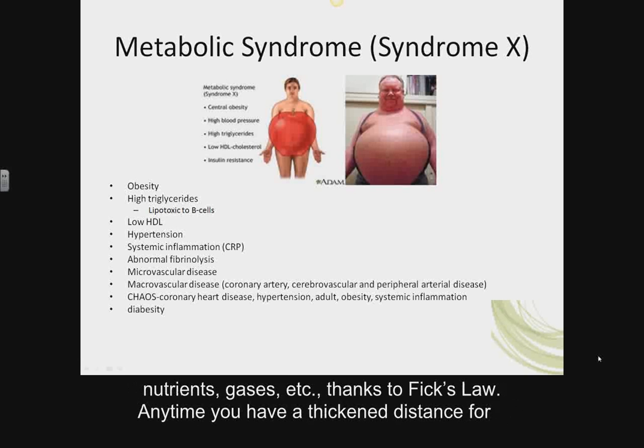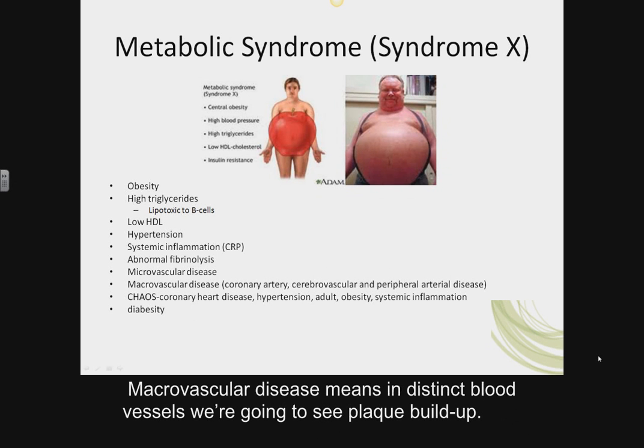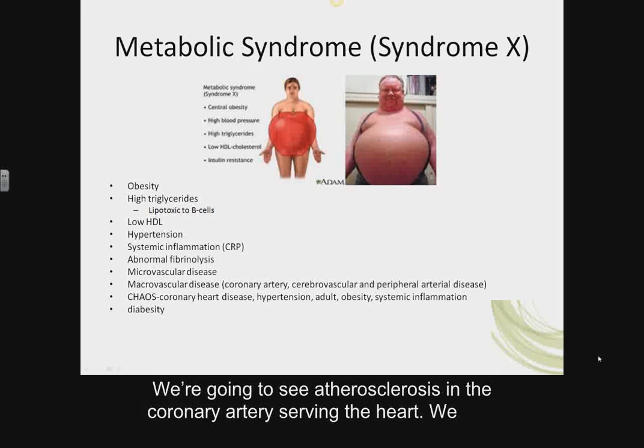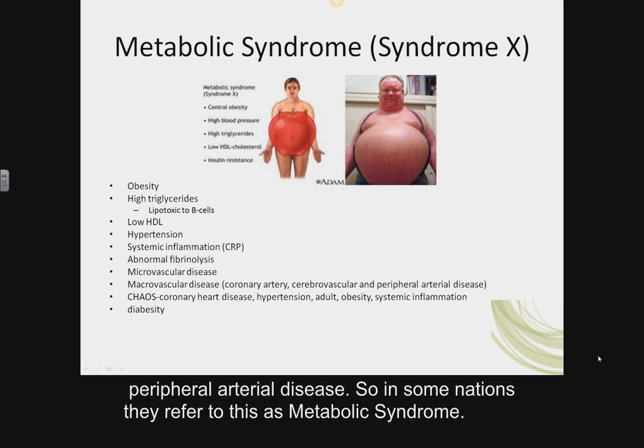This means we're going to have a problem with transport of nutrients, gases, etc., thanks to Fick's law. Any time you have a thickened distance for something to travel through means you're going to impede its rate of diffusion. Macrovascular disease means in distinct blood vessels we're going to see plaque buildup. We're going to see atherosclerosis in the coronary artery serving the heart. We can see this in the cerebrovascular vessels serving the brain, leading to stroke and eventually peripheral arterial disease.